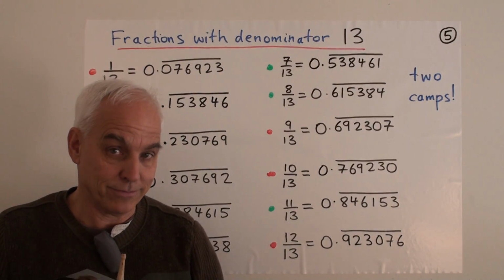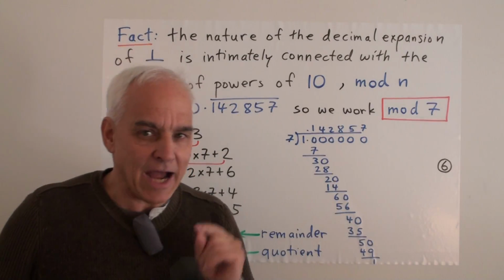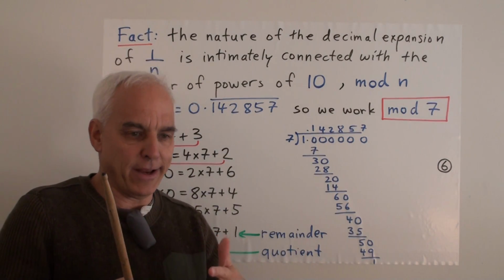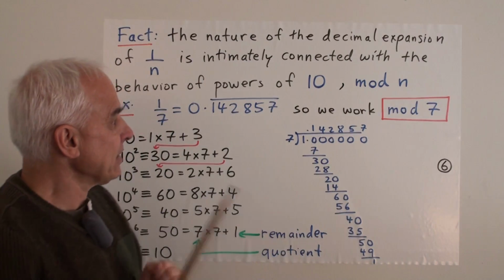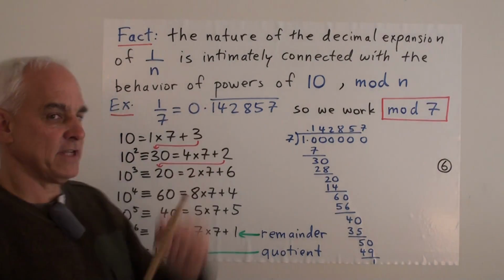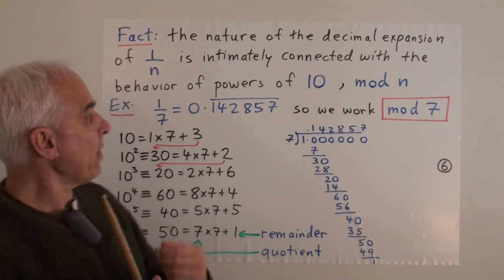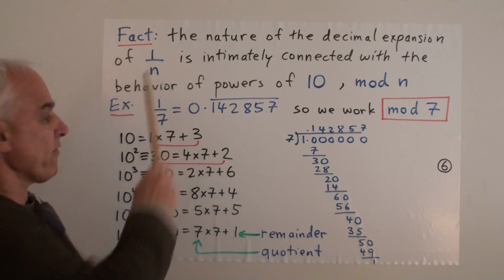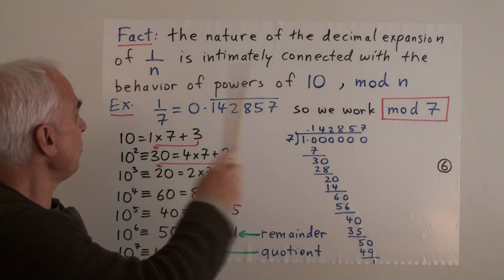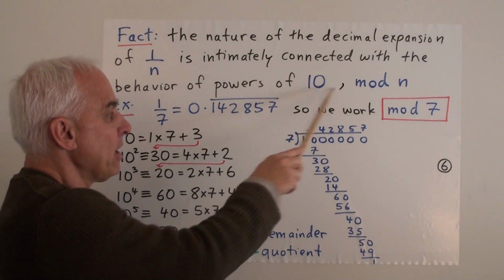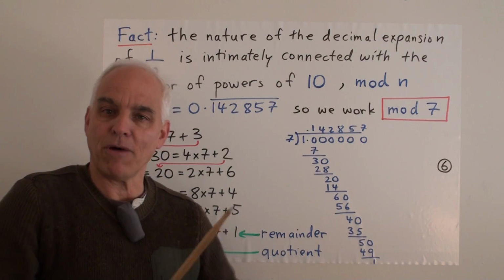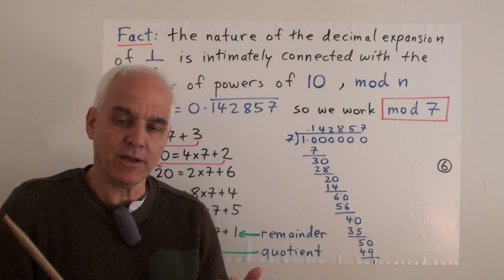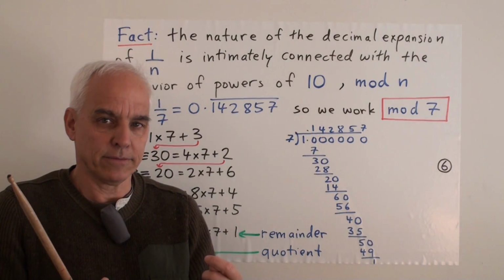Now, as you may have guessed from the title of this video, this whole phenomenon of what kind of digits we're getting in the cycles that occur is intimately connected with powers of 10, modulo the number that we're interested in. So it turns out that the decimal expansion of, say, 1 over n is intimately connected with the behavior of powers of 10 mod n. So our modular arithmetic actually helps us explain, at least partially, what's going on here.